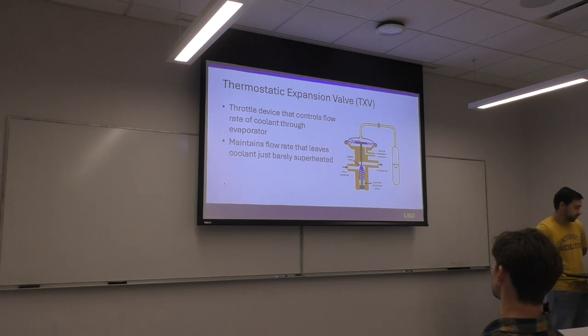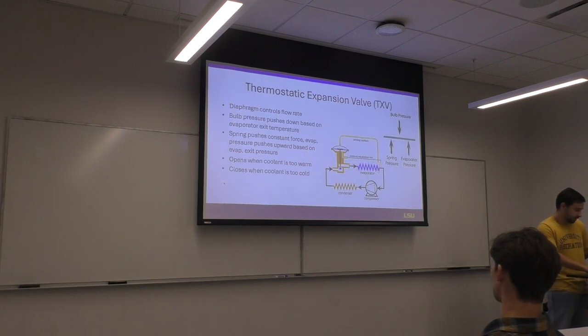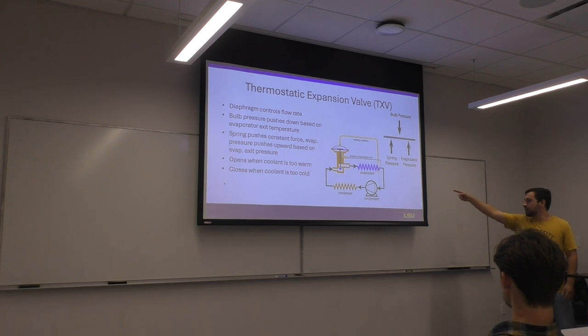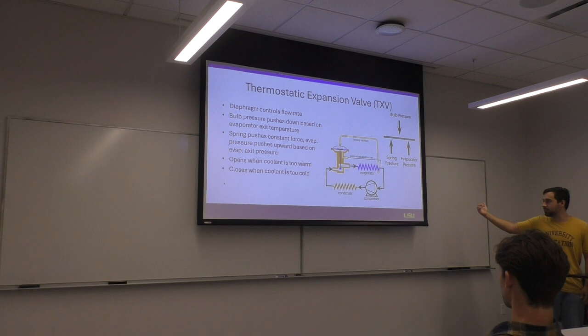It's a throttle device that controls the flow rate of the coolant through the evaporator, and it can actually change the flow rate based on the temperature of the fluid leaving the evaporator. So how it works is there's a sensing bulb on the other side of the evaporator. It detects the temperature of the fluid leaving the evaporator. Usually this bulb is filled with some kind of fluid that expands or contracts. Sometimes it's the refrigerant fluid.